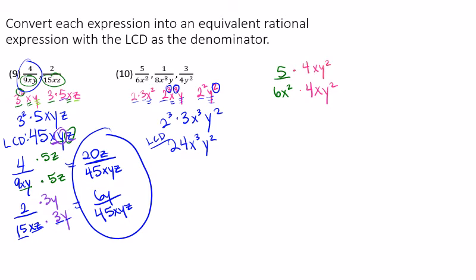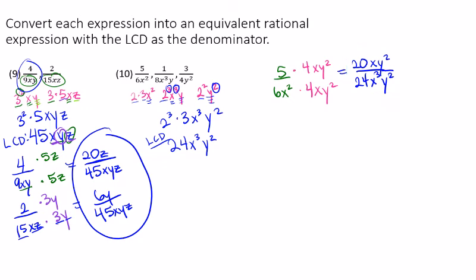And so when I multiply 4 times 5 on top, I get 20, bring over the xy squared. On the bottom, 6 times 4 is 24. X times x squared is x cubed. And y squared just comes down. Okay, so that's the equivalent expression for this one here.